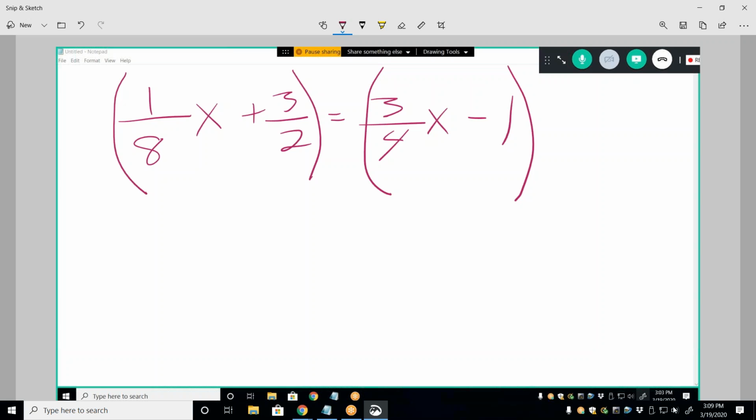So it can't be 2 because 8 does not divide into 2. Can't be 4 because 8 does not divide into 4. But it can be 8. 2 divides into 8, and 4 divides into 8. So I'm going to multiply the left side by 8 and the right side by 8. Now, what is this? 8 times, in other words, distribute.